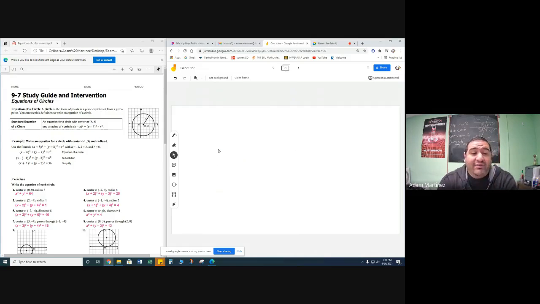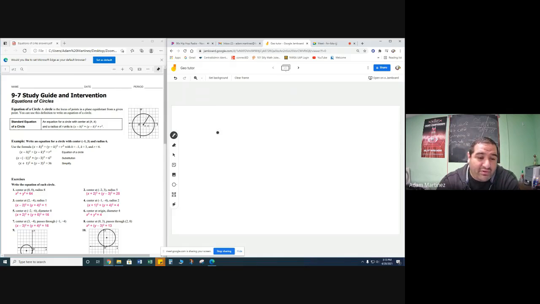So equations of circles. What you have to know is equations of circles come from the distance formula. I'm writing with a mouse here, so it's going to look rough. The distance equals the square root of the difference in x's squared plus the difference in y's squared. And all that comes from the Pythagorean theorem.